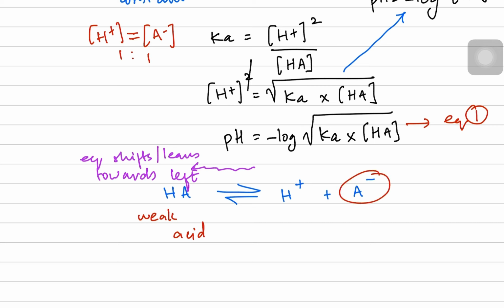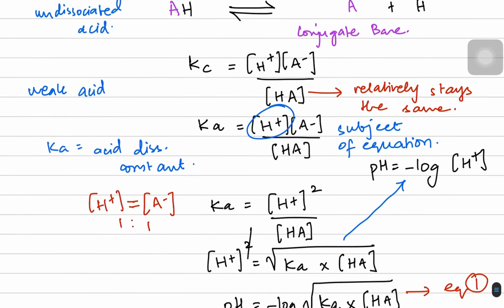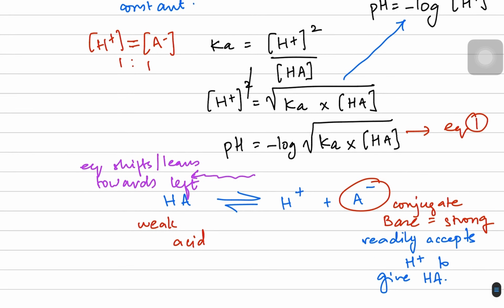So as a result, you can also say that this conjugate base is strong. Why is it strong? Because it readily accepts protons to give undissociated acid HA. I hope the weak acid idea is clear to you because we are going to use these equations next.